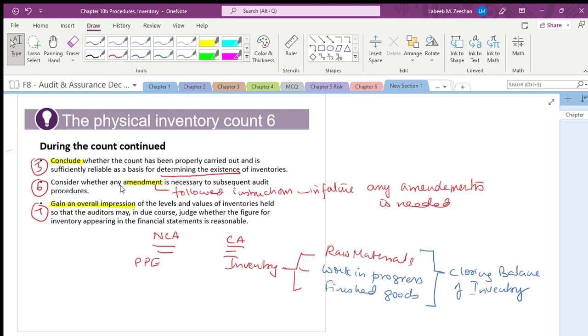What is the sixth point? Any changes or amendments have to be clearly reflected. And last but not the least, we are talking in terms of its valuation and its presentation, how it has been presented in the financial statements.